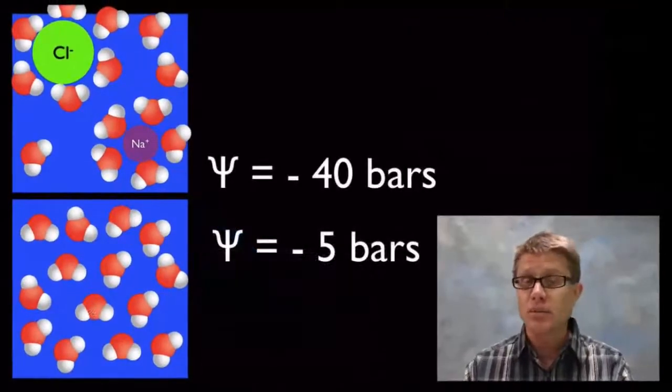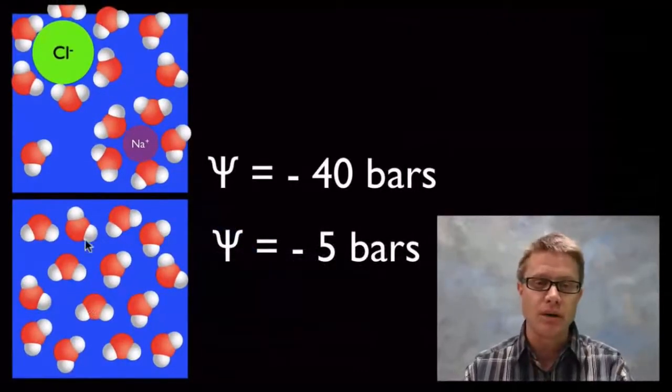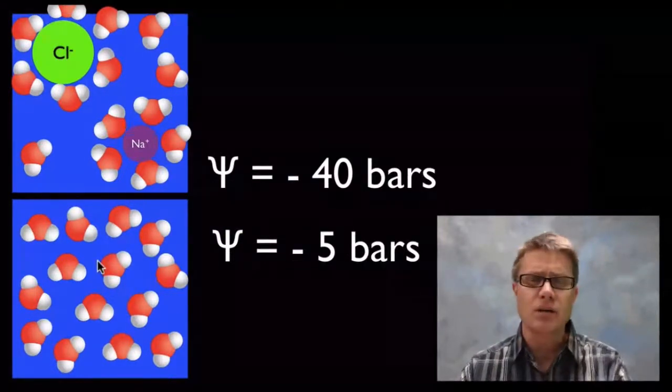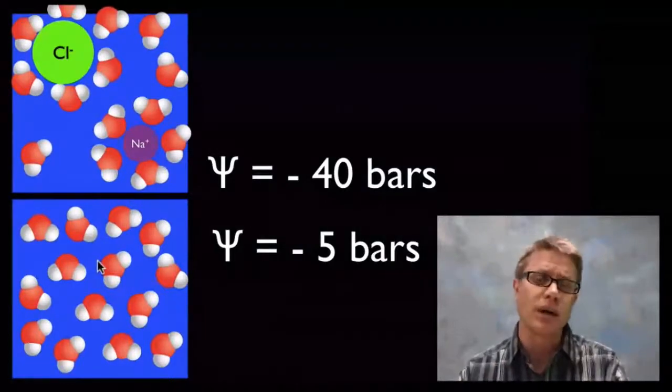And so we measure water potential on either side of that membrane. On the outside, it's going to be negative 40 bars. And on the inside, it's going to be negative 5 bars. Now know this, pure water is going to be right at 0 bars of water.